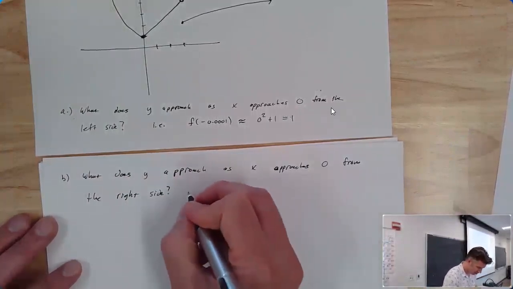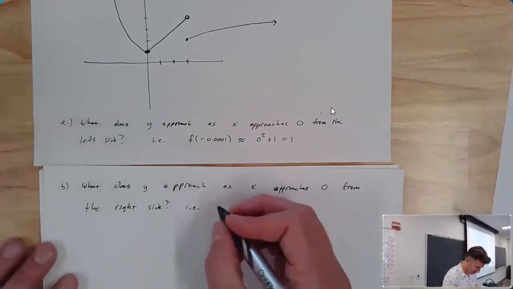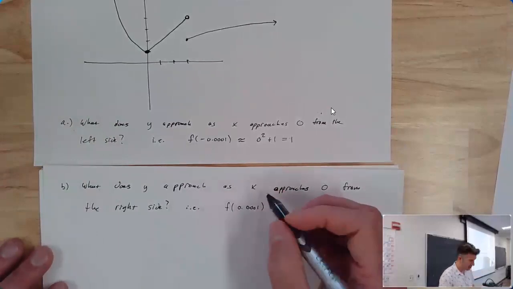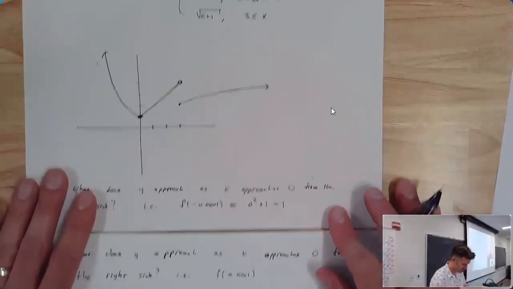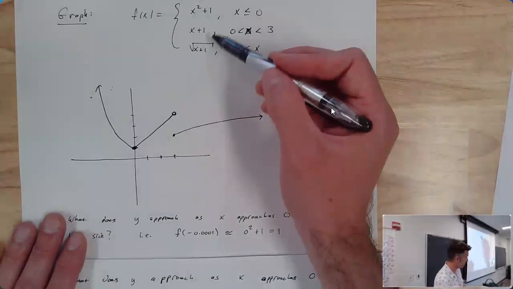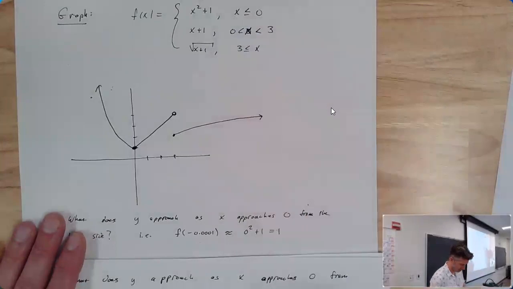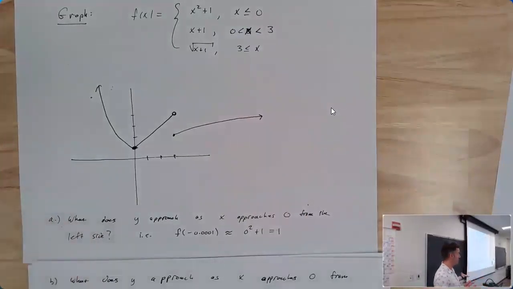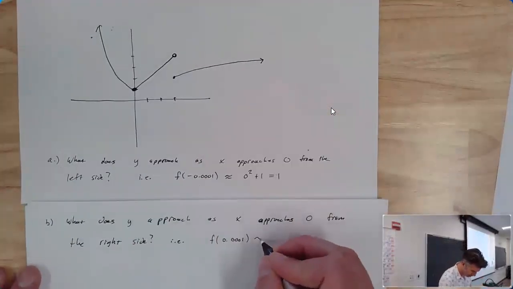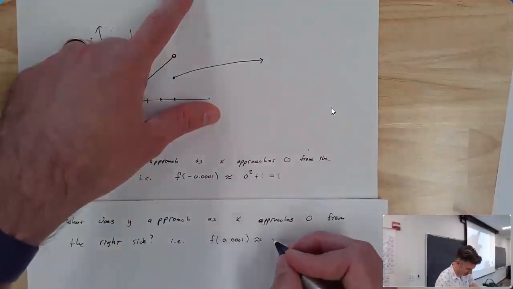So here, we're going to get the same result, but in a slightly different way, because I'm going to pick a number a little bit positive, like 0.0001. And then I'm going to plug it into, not this top function here, because that's when x is less than 0. I'm going to plug it into this middle function here, because that's when x is bigger than 0. So I have to think about which piece of the function I'm using, depending on if x is positive or negative. So here, f of 0.0001 is going to be approximately 0 plus 1.